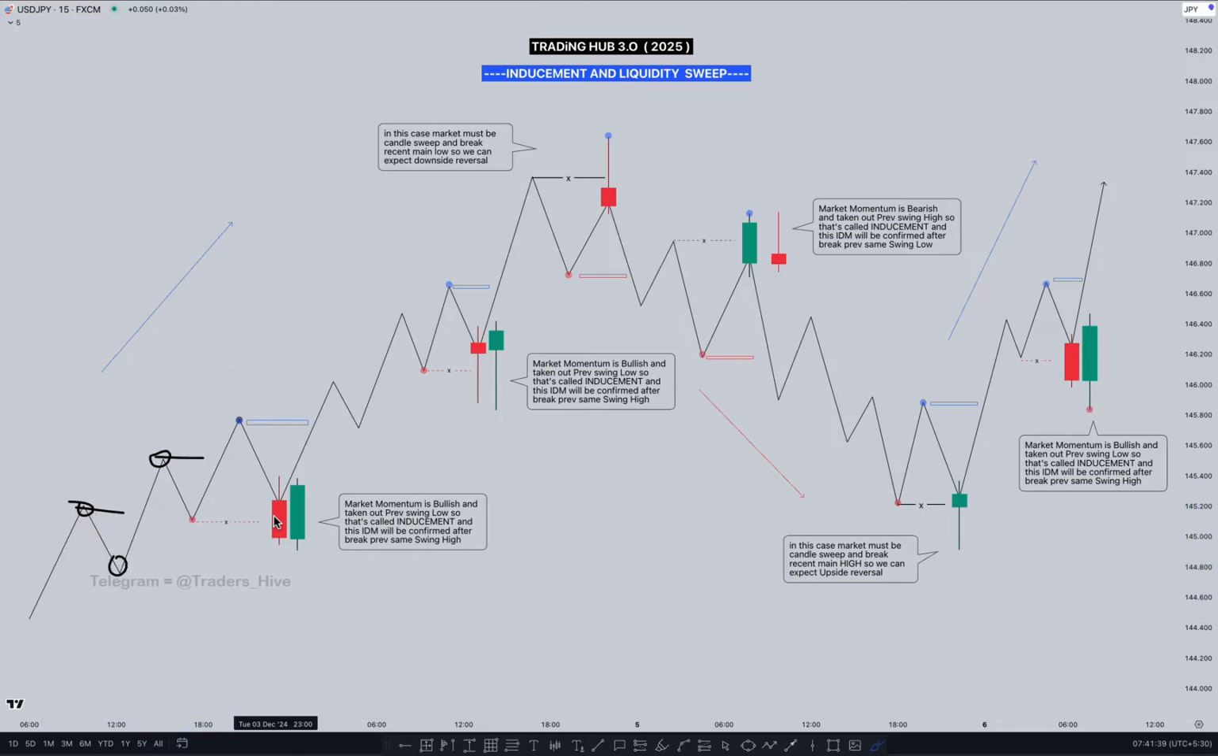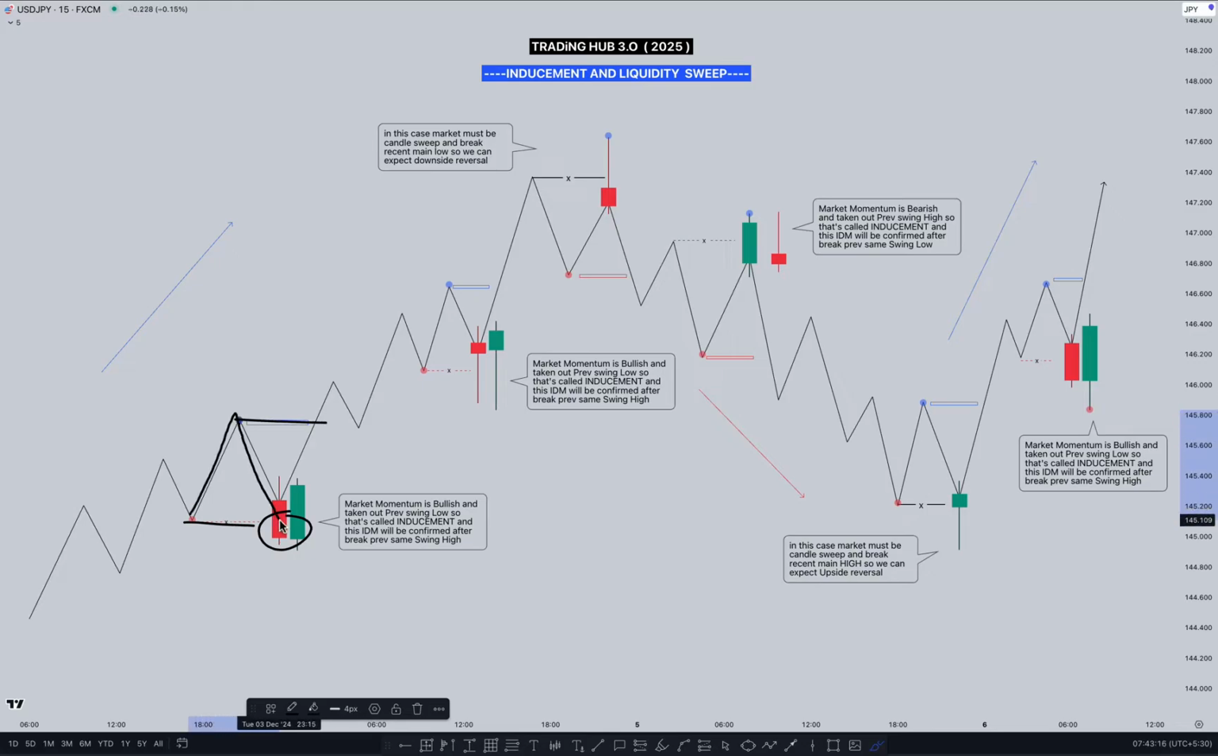Okay, and the simple thing here is, if anybody buys here on a breakout, they put the stop loss just below it. That's why the market came back to the downside to take out this liquidity, and that's called inducement, and then the market went up. But this inducement is not confirmed yet. So generally, when the market breaks the previous low, that's called inducement. And this inducement is only confirmed when the market breaks the previous recent high.